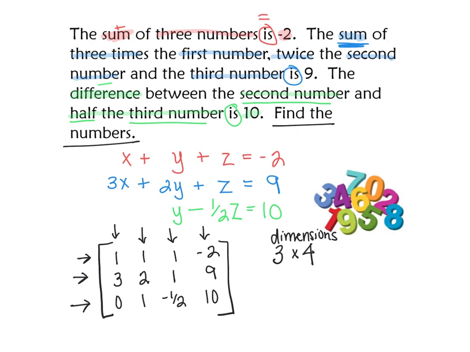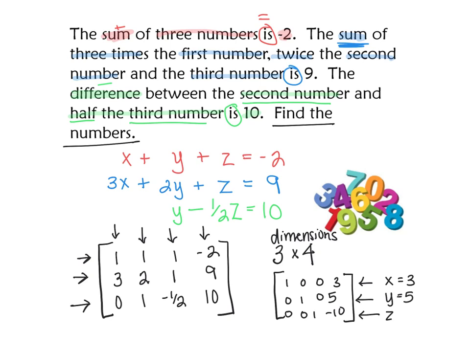Once you input this and enter it into the calculator, you will see 1 0 0 3, 0 1 0 5, 0 0 1 -10. And if you can remember from yesterday, what this means is that x equals 3, y equals 5, z equals -10.